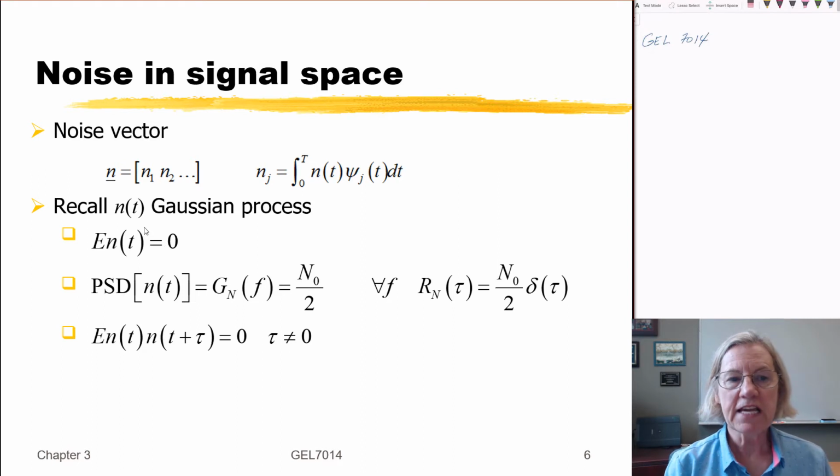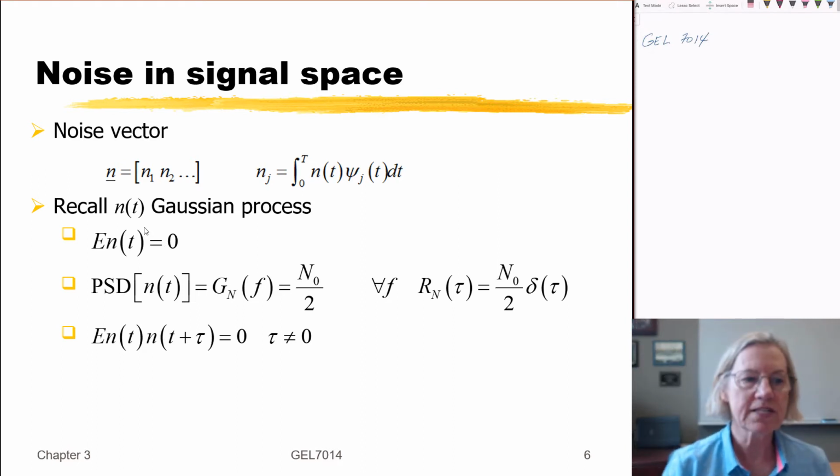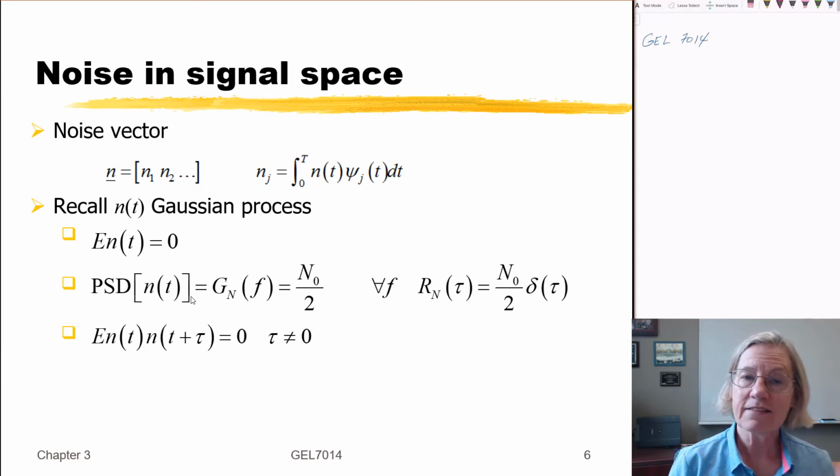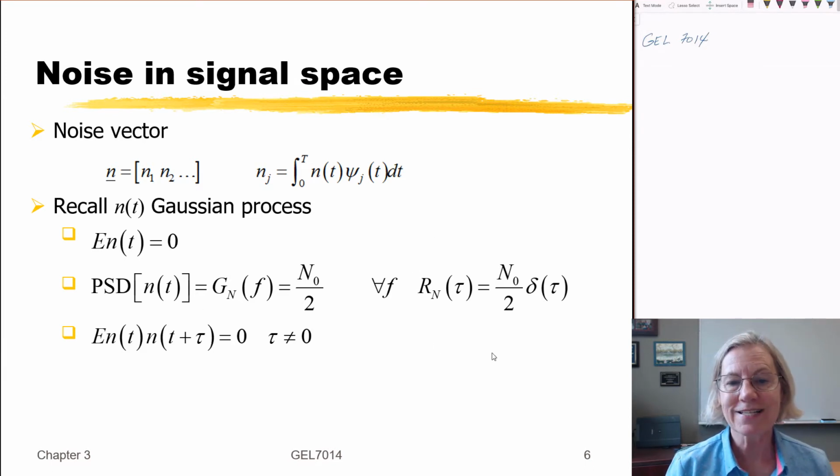So we know that n(t) is a Gaussian random process. We assume that it's zero mean without any loss of generality. And because it is an additive white Gaussian noise, we know that the power spectral density of the noise is simply a constant for all frequencies, and we'll call that constant N0 over 2. If the power spectral density is a constant, that means that the autocorrelation function is a delta function. So R_n(tau) is equal to N0 over 2 times the Dirac delta function of tau.